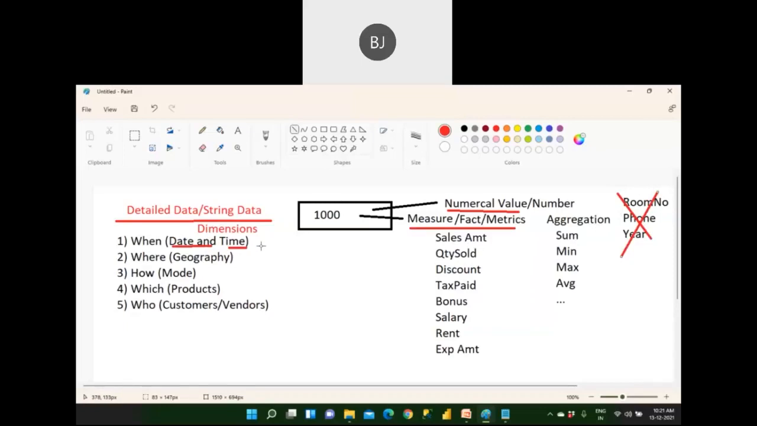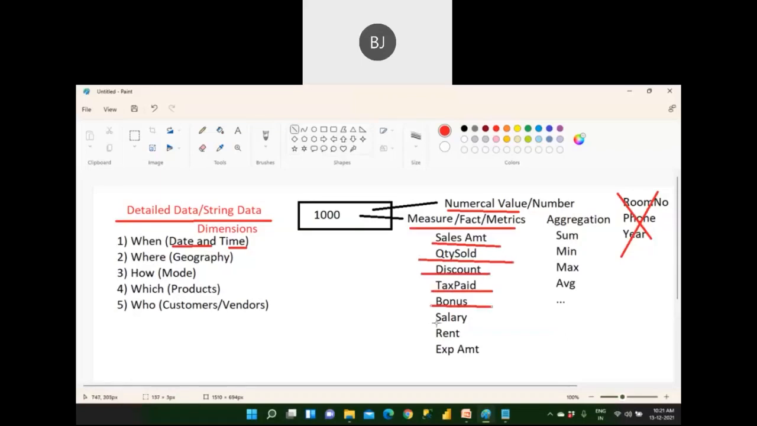So employee ID, employee room number. Employee is more textual data. Which employee gave you? Who? Employee is who, which, how, where, when, all the questions you ask, you will be able to get more and more data. So this is what is called dimensional data. Dimensions are more and measures are very, very less. Very few measures you will have: sales amount, quantity sold, discount, tax paid.